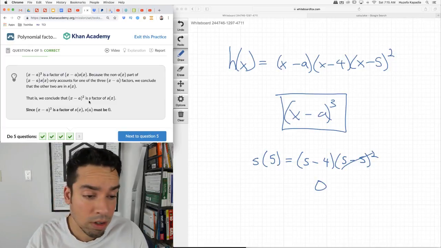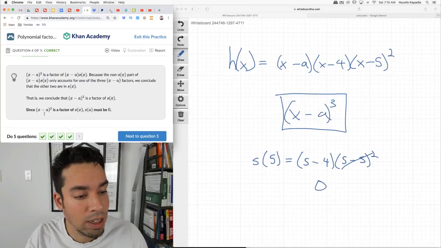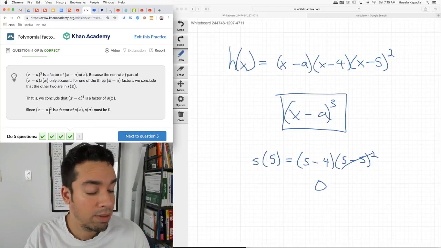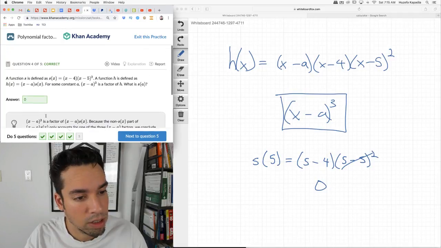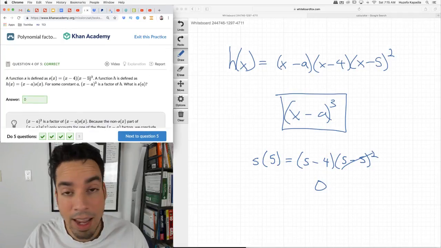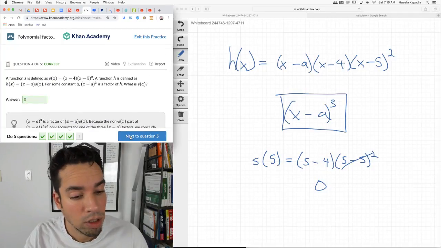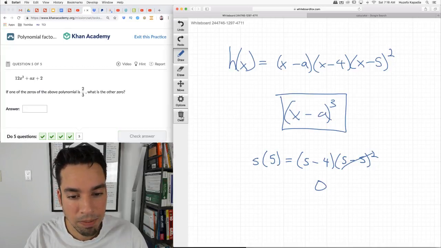Okay, sure. So they're just basically saying this has to be a factor. Therefore, if it's a factor, we're plugging a in. It's going to give us 0. I think I took it a step farther by assuming that the a had to be 5. But so I guess you didn't need to do that. Okay.